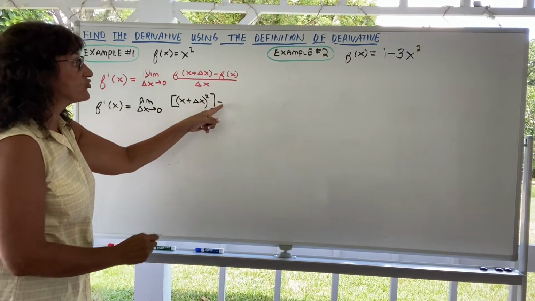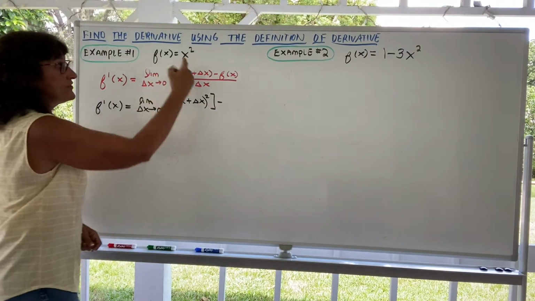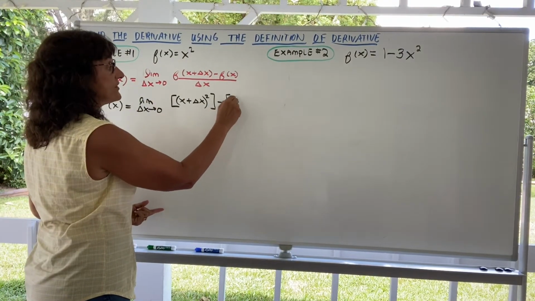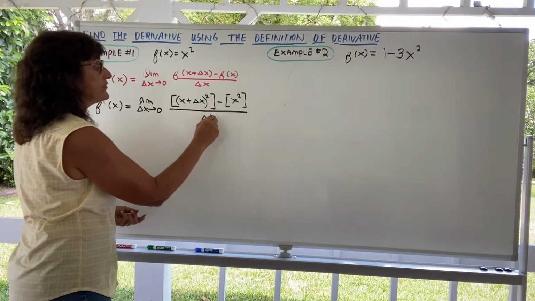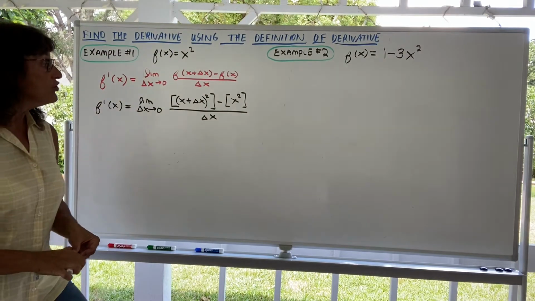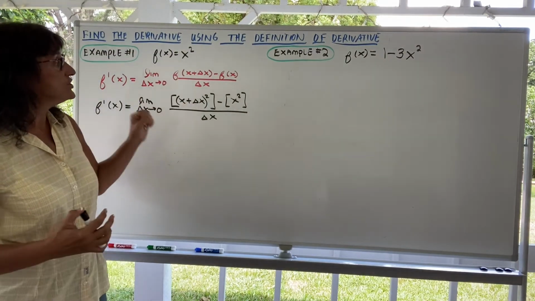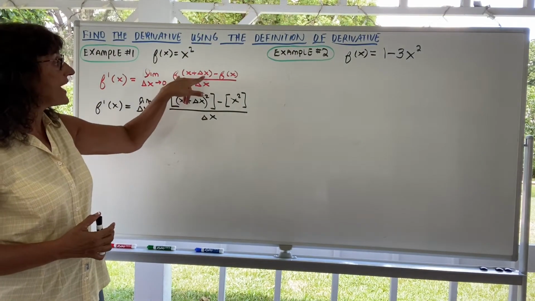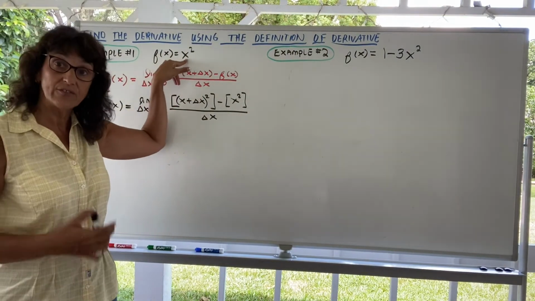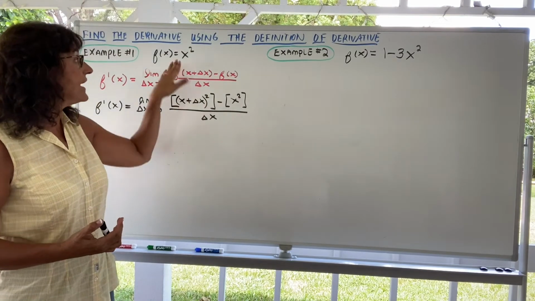From that, we subtract the function. What is the function? Well, the function is just x squared. I'm putting grouping symbols around here so you can see what we're doing. All this goes over delta x. So you're just using function notation to rewrite the numerator. The denominator is delta x. So f of x plus delta x, we replace the x's with x plus delta x, minus the function.